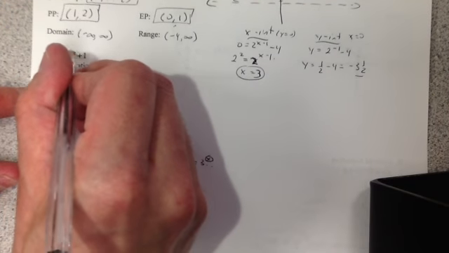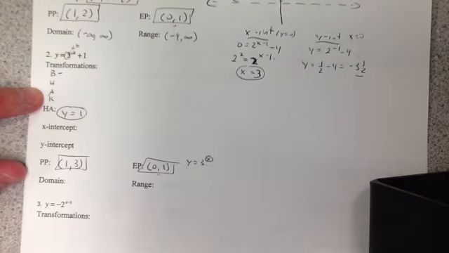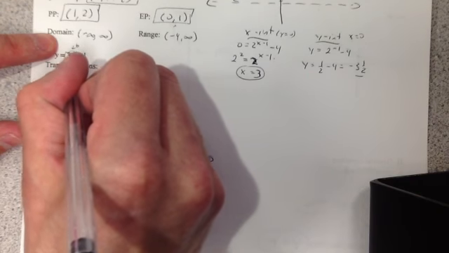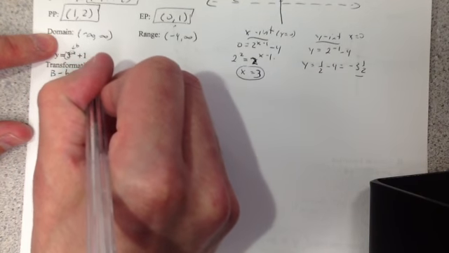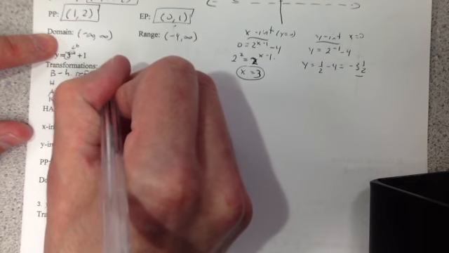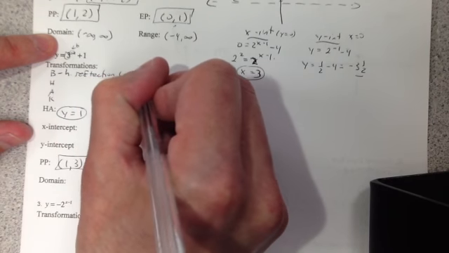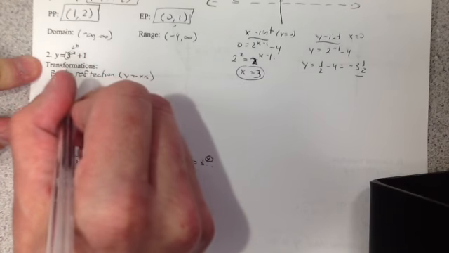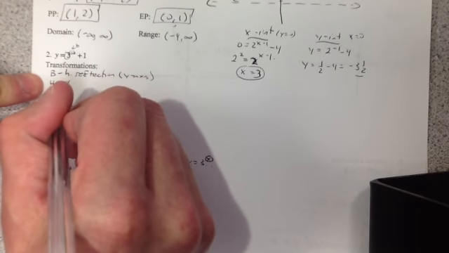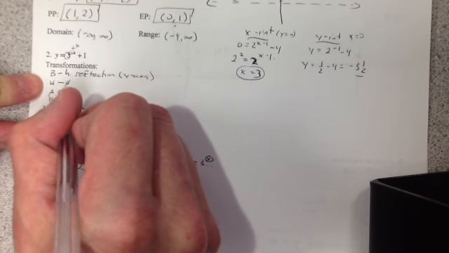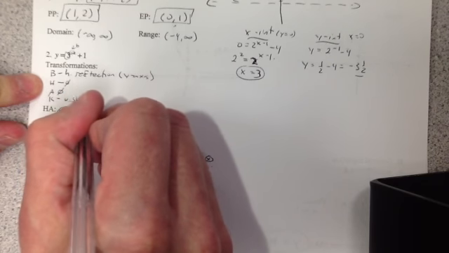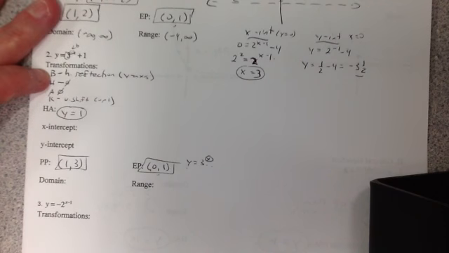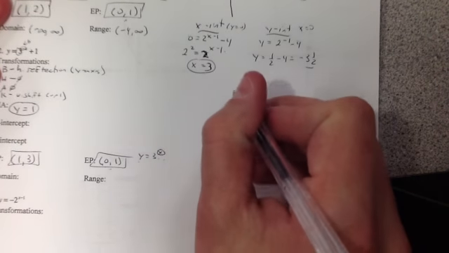Get the b hack. We do have a b this time. That's a b right there. Okay. So in this case, it is a horizontal reflection. It's going to go over the y-axis. There is no h, so I'm not adding or subtracting. There is no a. There is a k. It's a vertical shift up 1.